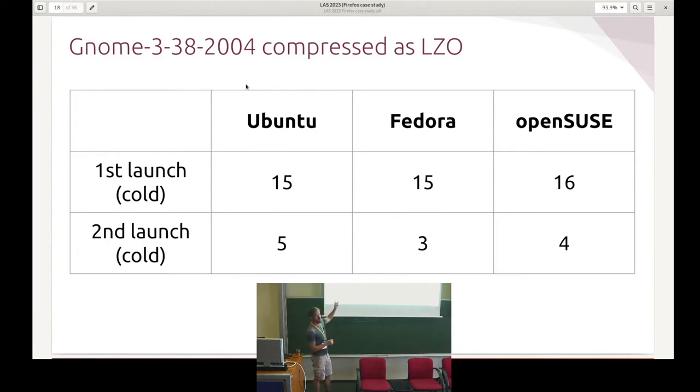This is what happens, though. For GNOME 3-38-2004, when we compress it with LZO, this is how the startup times change. So we are already seeing a significant improvement, especially on the second cold launch. Ignore the first one. But in the second one, we improved the situation by 65, 66%. We're down to one third of what we had. It's a good start. Now my question is, why is the first launch still slow?